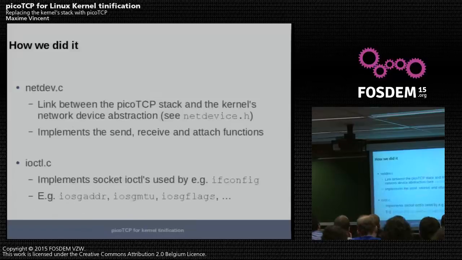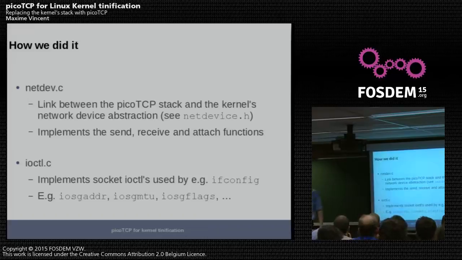Next file is netdev. This is the link between the stack and the kernel's network device abstraction. And this is actually really nice because we can reuse any Ethernet or other network device driver that already exists in the kernel. We don't have to rewrite everything from scratch because we just changed TCP/IP stacks. And this is where the link happens. So packet send, packet transmit. And also the attach function. When you're going to up or down a device, that's also where the link is happening.